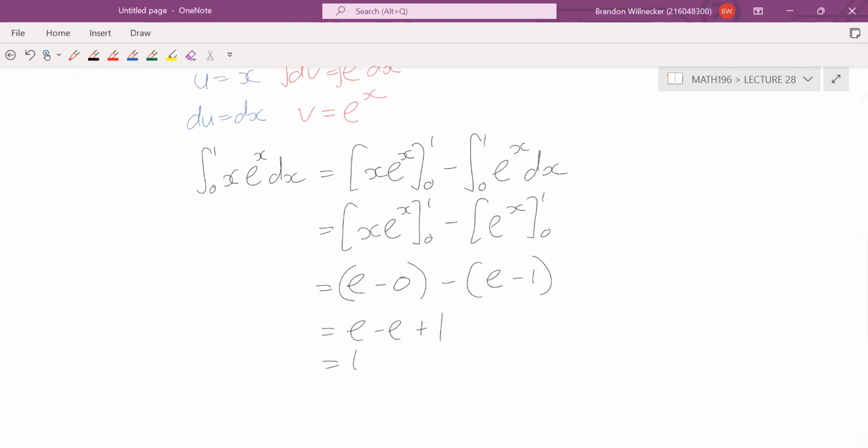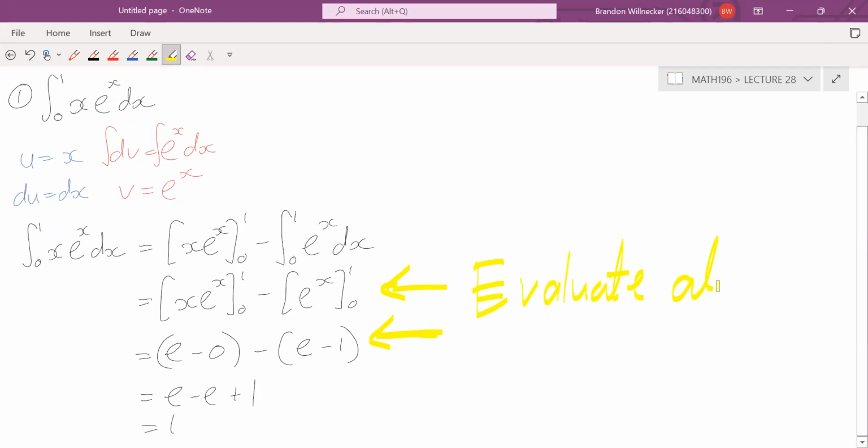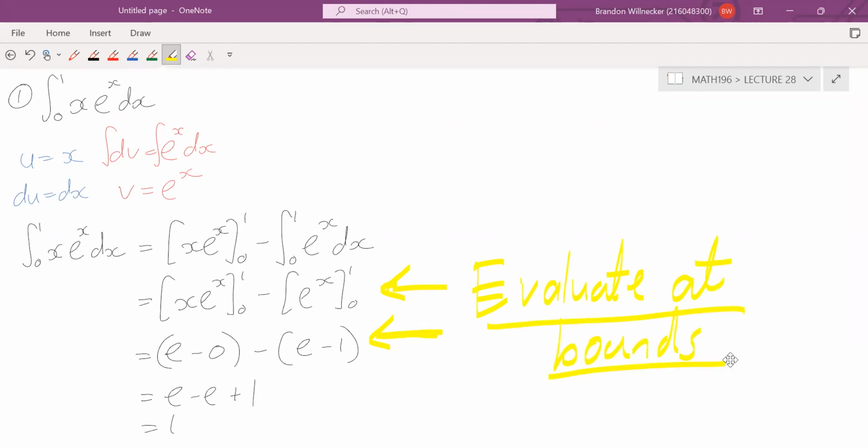Okay, so this is the first example. We have the integral from 0 to 1 of x e to the x. We do everything as we would for an indefinite integral, but then we've got this extra step here where we need to evaluate at the upper bound and at the lower bound. Because we've got a definite integral, we need to do this evaluation. Okay, but everything else is exactly the same.